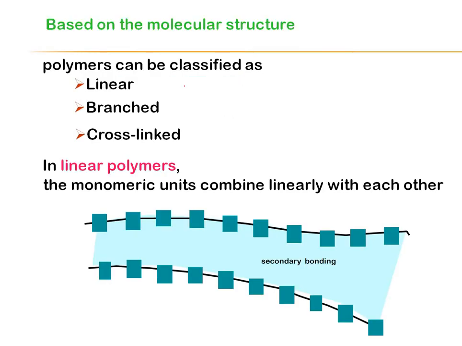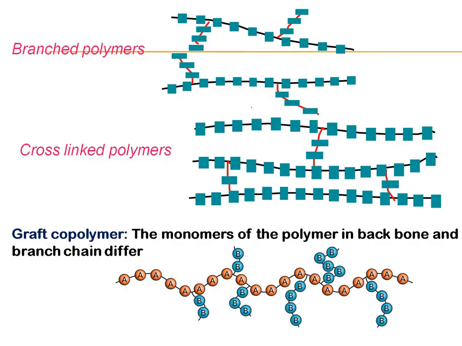Next, based on their structure, we can classify them into linear polymers, branched polymers, and cross-linked polymers. In linear polymers, you can see all the monomer units are combined linearly. Here they are in blue color, so this is one monomer, this is one monomer. In this way they are combined in a linear fashion. Next, branched chain. The long chain or backbone of the polymer chain will contain small branches attached to it.